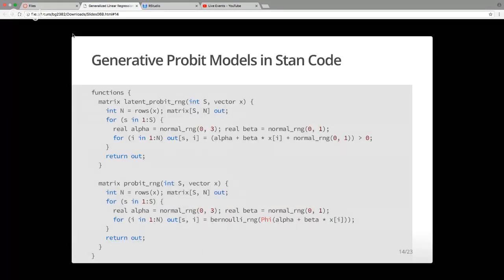You can see Stan code for drawing from that distribution. Just alpha plus beta xi, stuck into the Phi function, which evaluates the standard normal CDF, passed to the Bernoulli RNG, and you get predictions under a probit model.